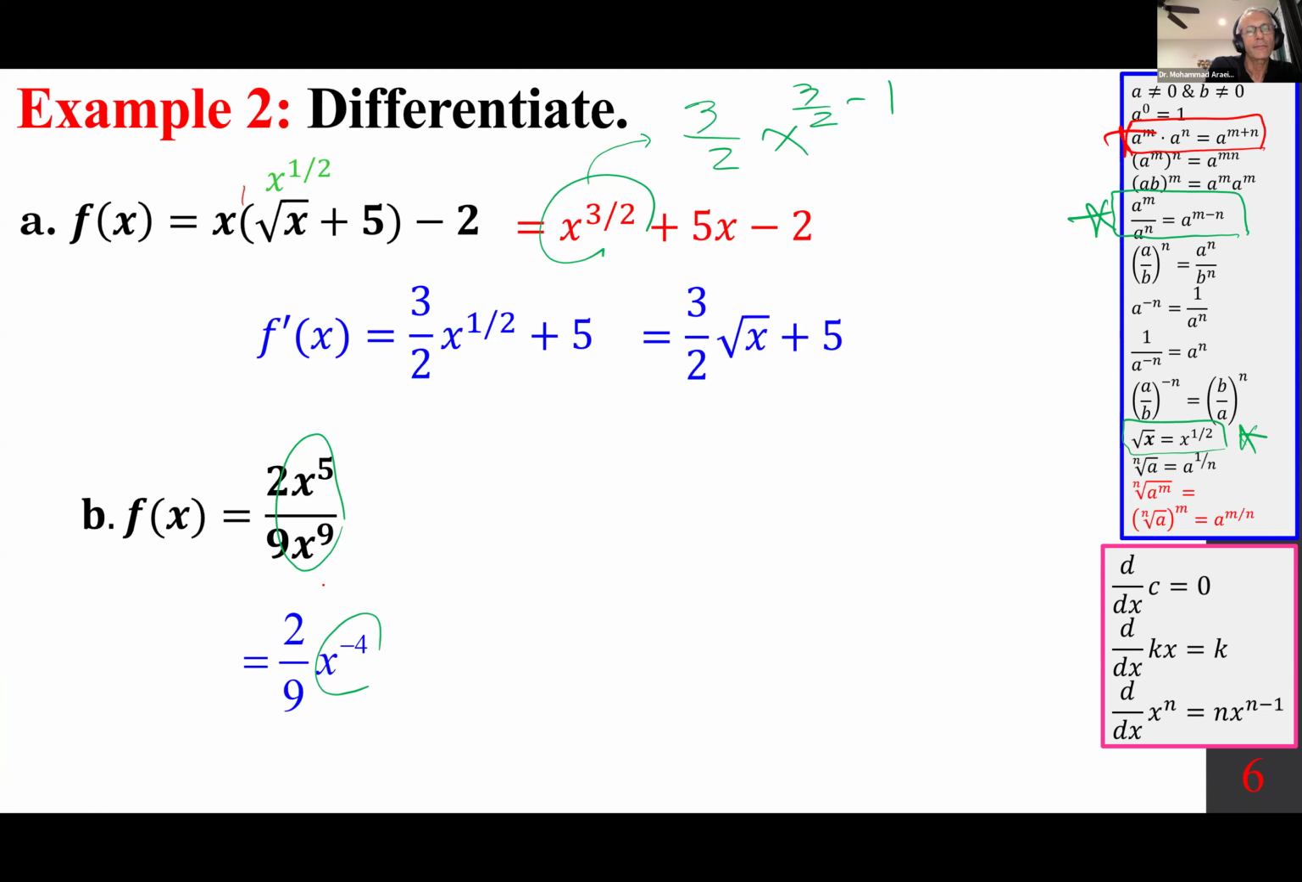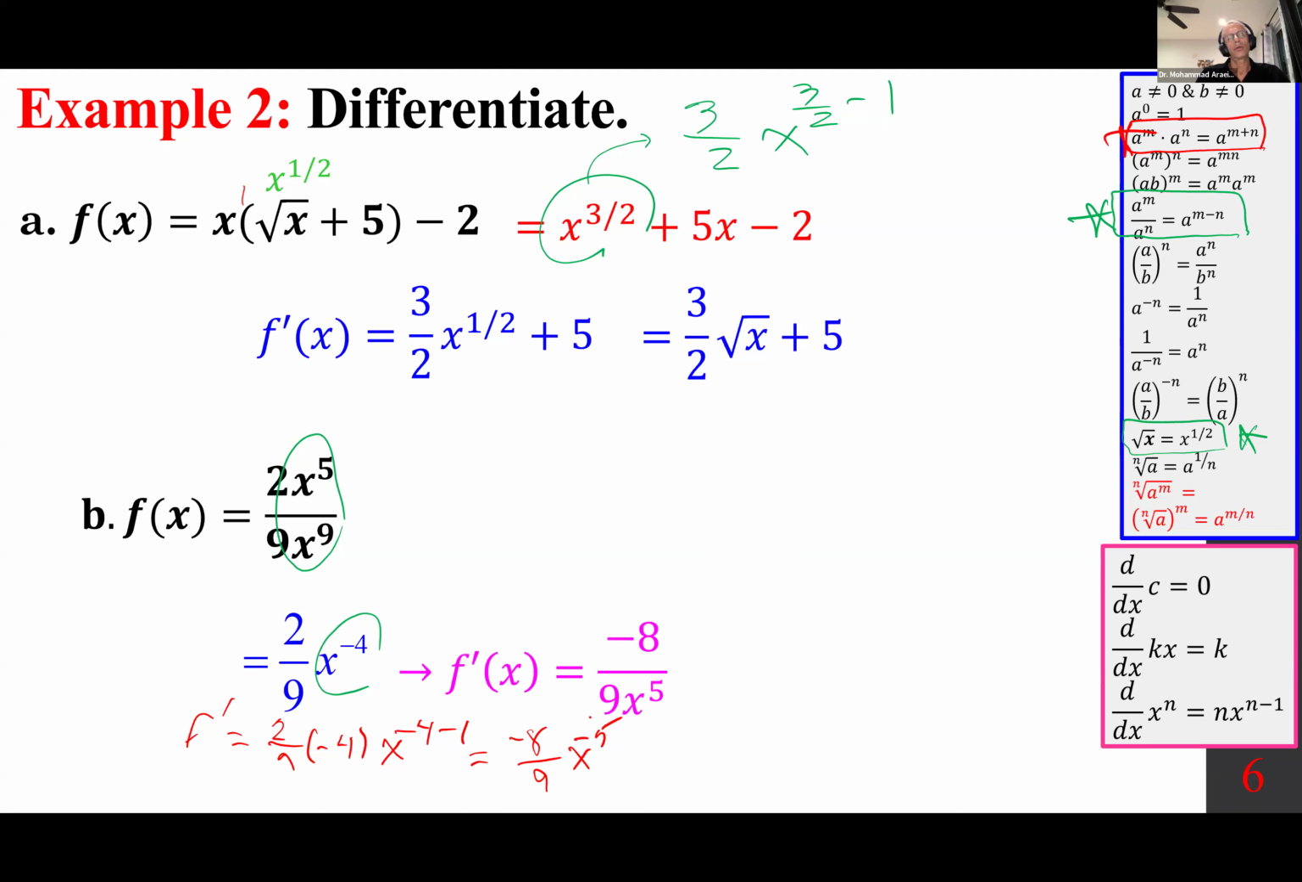Now to differentiate, f prime is 2/9 times -4 x to the power of -4 minus 1, is negative 8 over 9 x to the power of negative 5, or negative 8 over 9 x to the power of 5. Remember, your final answer cannot have a negative power, negative exponent.